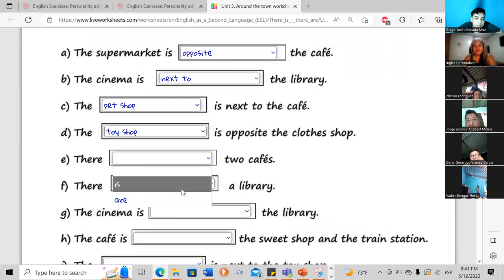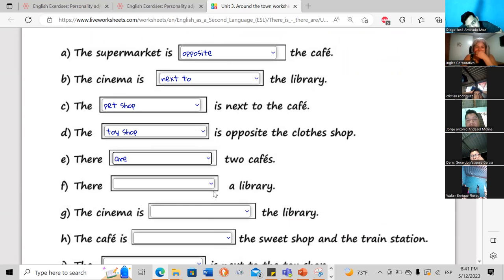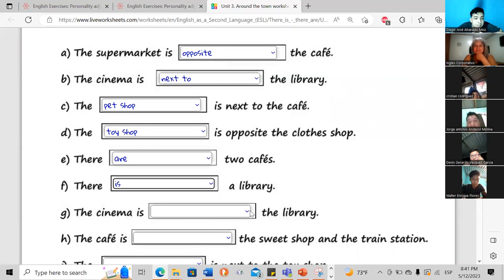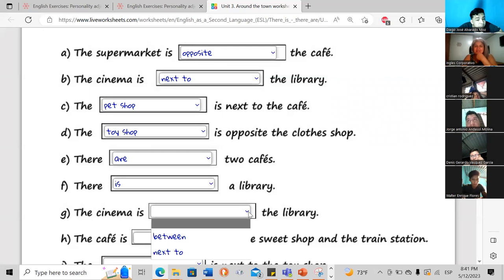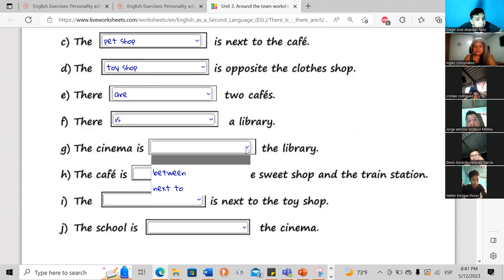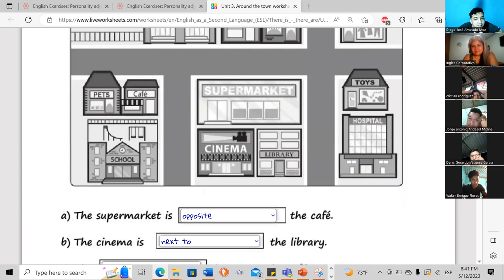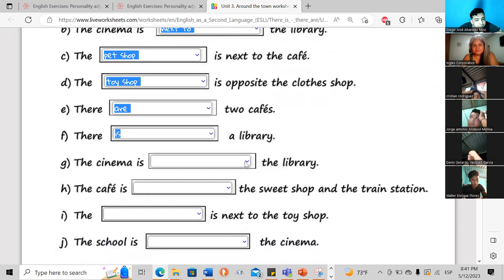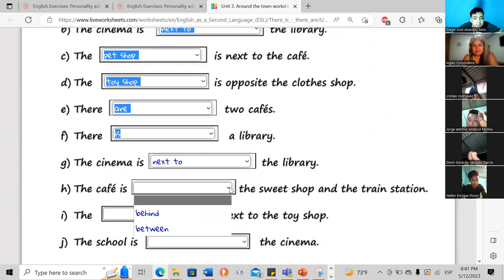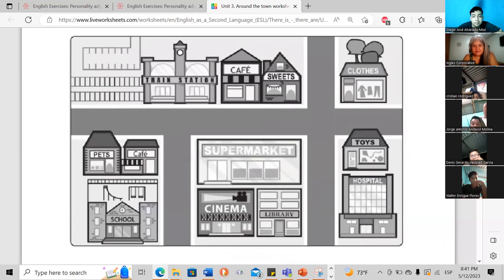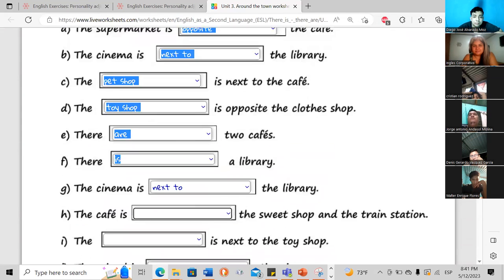There is, or there are two cafes? There are. There is a library. Okay. The cinema is between or next to the library? The cinema is between. The cafe is behind the food shop. And the train station, or between? Behind. Here's a train station. Between. Yes.